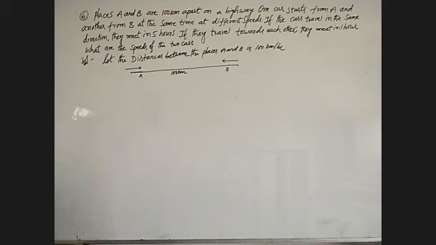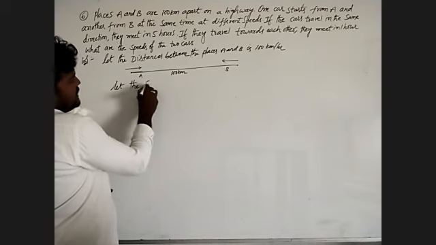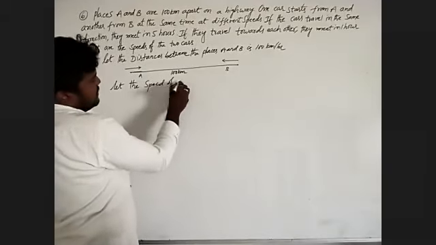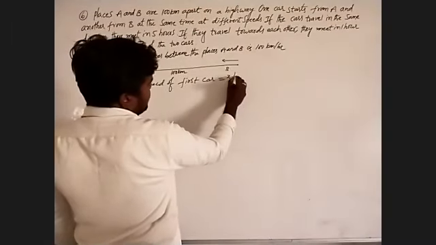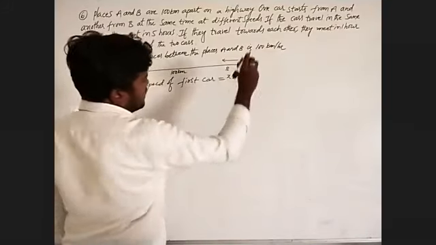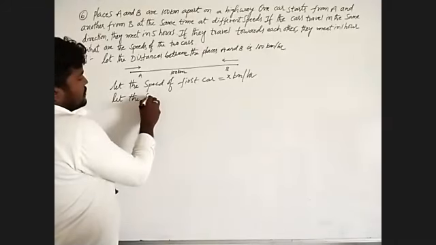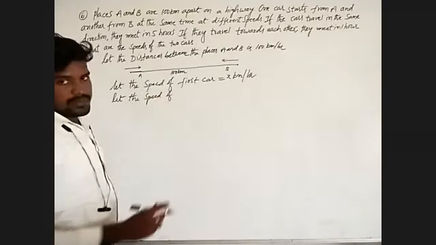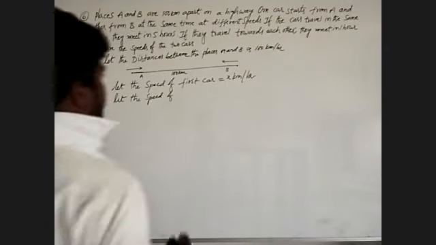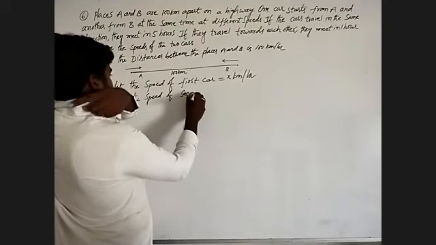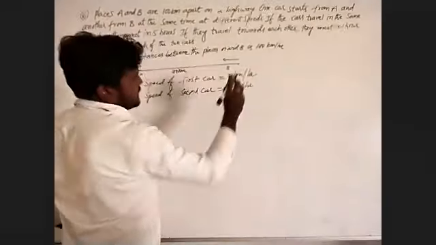There is no speed of the two cars given. First, we have to take the speed of the first car as x kilometers per hour. After that, let the speed of the second car be y kilometers per hour.